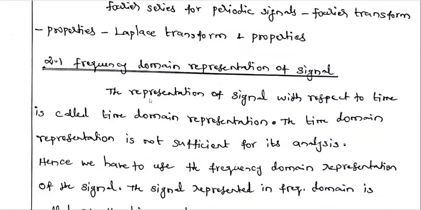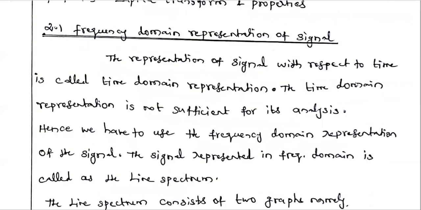In the analysis, there are two types of representation of a signal. One is frequency domain representation, another is time domain representation. Simply, when we draw a sinusoidal graph, x of t equal to A sine omega t, we are drawing a sinusoidal waveform. That graph is a time domain representation. In application, we see the time domain representation is not sufficient for signal analysis, so we move to the next representation.